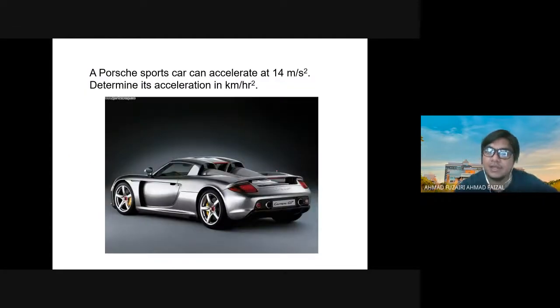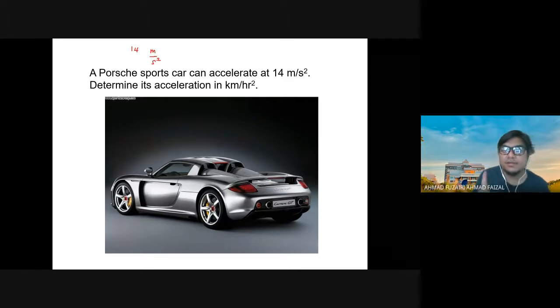Okay. Then you can do on your own. This one is a bit tricky, but it kind of involves the square. Please do some revision in terms of that. But I can assure, let's say for example, 14 meter per second square. Okay, 14 meter per second square.